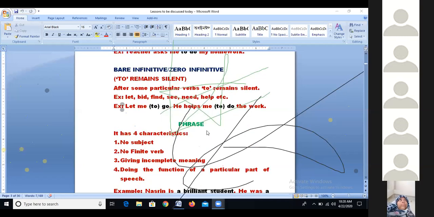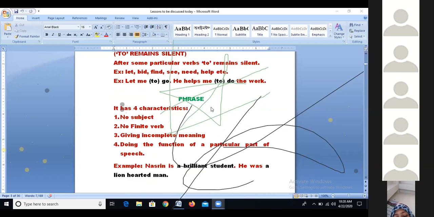Now, another thing that you must know, the idea of phrase. What is phrase? Phrase is a group of words, and it has no subject and no finite verb, giving incomplete meaning and doing the function of a particular verb.